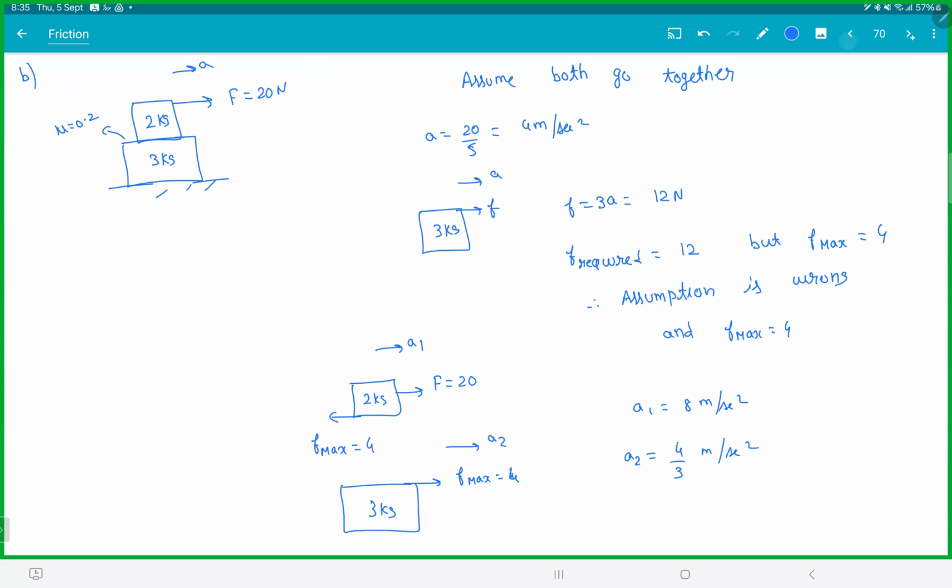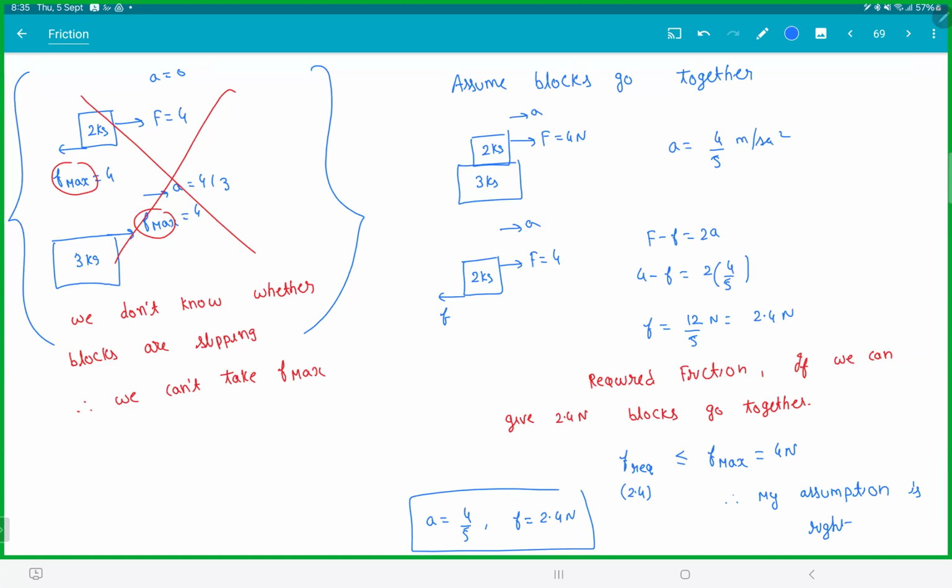So at 4 N you're going together, at 20 N you're slipping. That means in between, somewhere you're almost on the verge of slipping. How much is that? So there's a particular force when they're going together also, and F is also maximum. 4, 1, 8. Okay, we have one answer, 8.